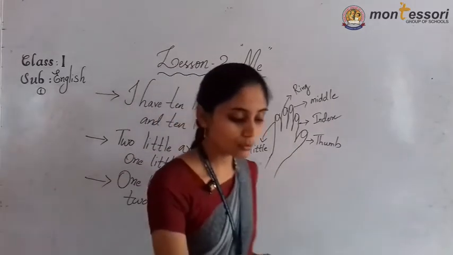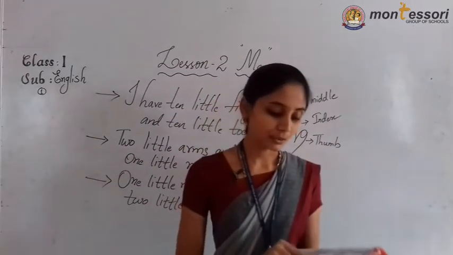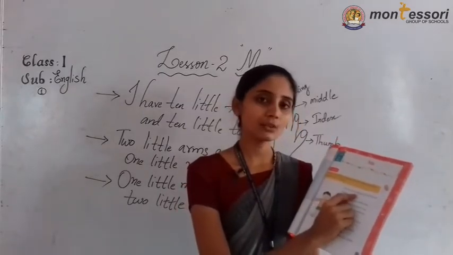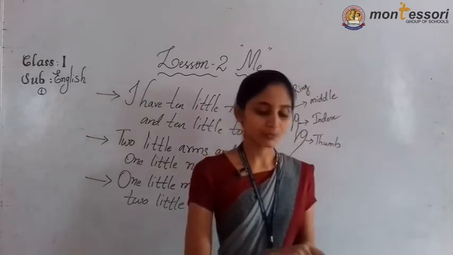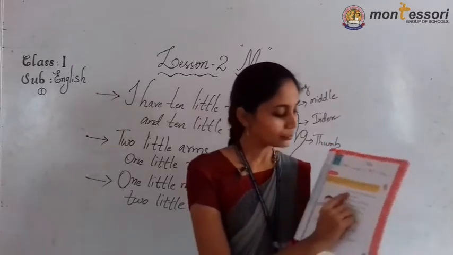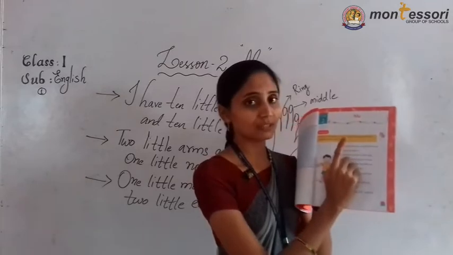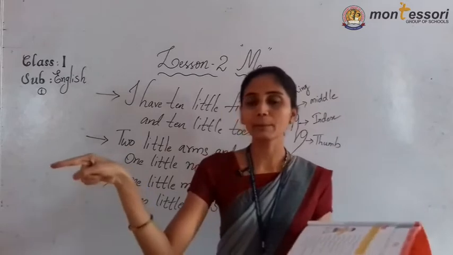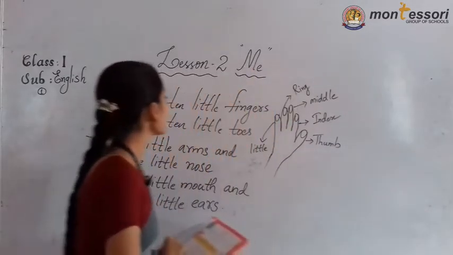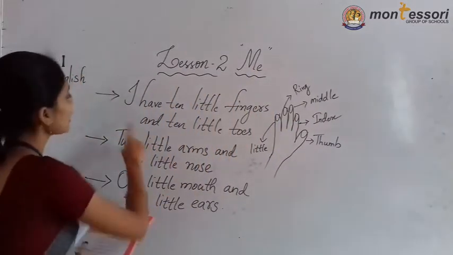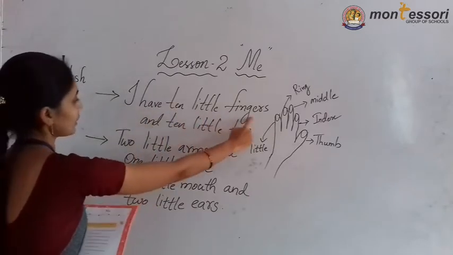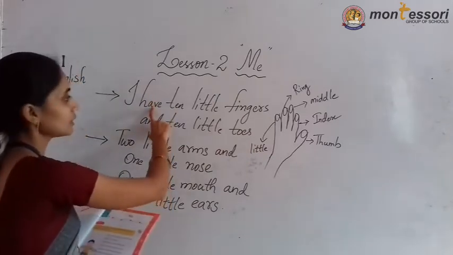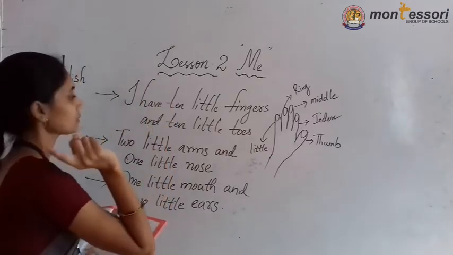While reading in the textbook, how will you read? You will keep the finger under the sentence and you will read. Yes or no? Word by word you will keep the index finger, means second finger, for showing the particular thing. Yes or no? Now suppose I want to read. How will I read? I have 10 little fingers and 10 little toes. Yes or no? I am using this finger. Yes, second finger, index finger.